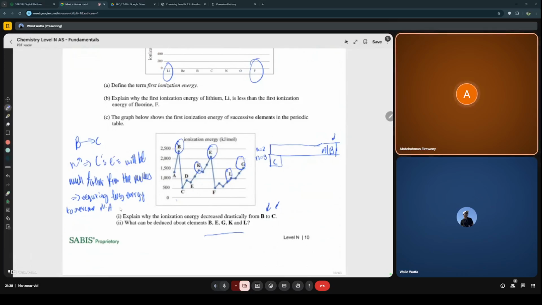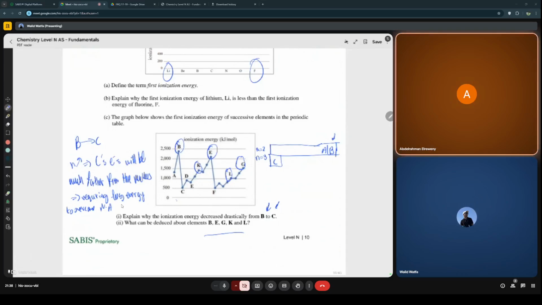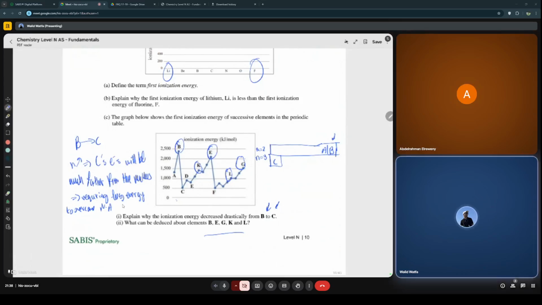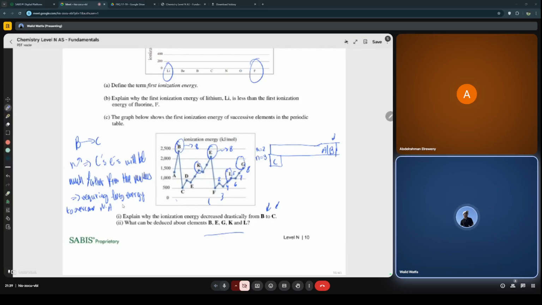You notice that after each one of these they drop, right? Do you think they drop all of them for the same reason? No. Which ones do you think have the same reason? B and E, and K and L. G. Because this is 1, 2, 3, 4, 5, 6, 7, 8. This is also 8. So that's 3 periods. But my point is, B, E, G are what? The same. Noble gases.